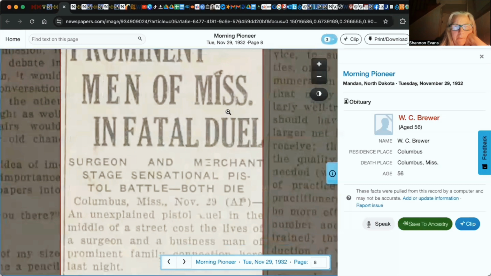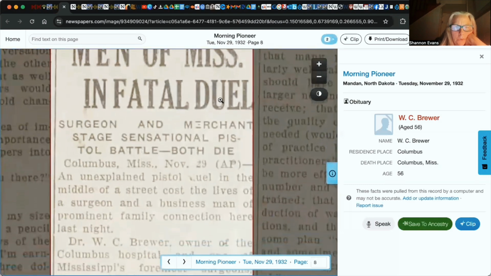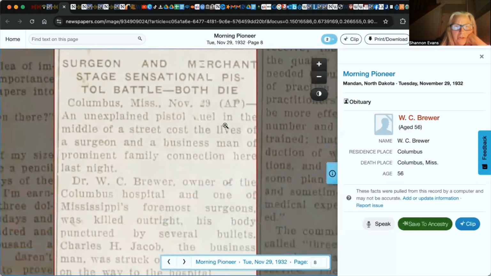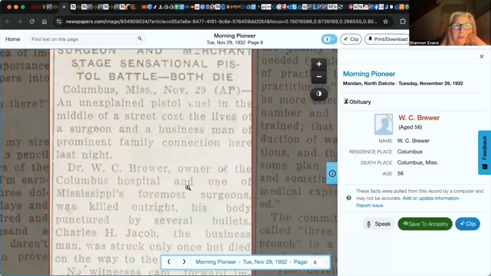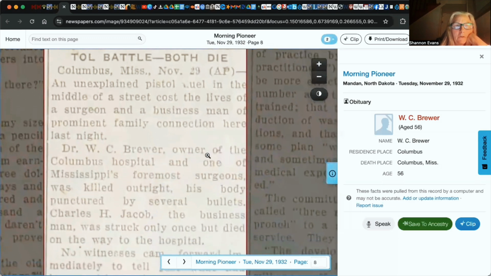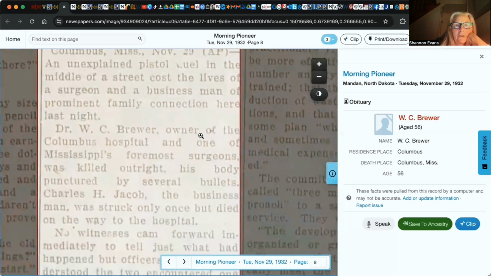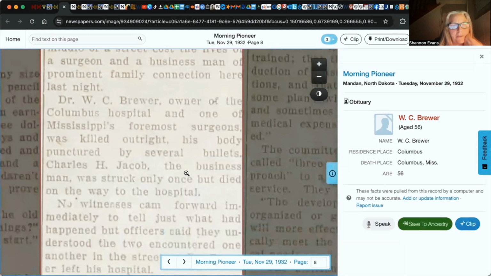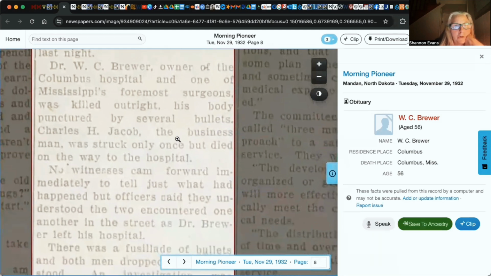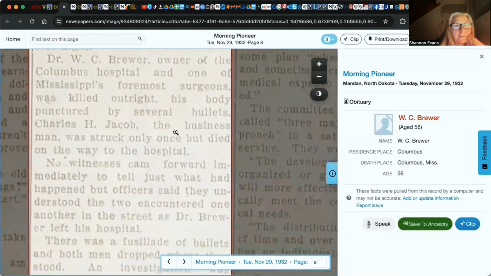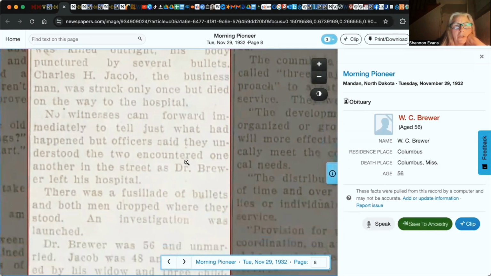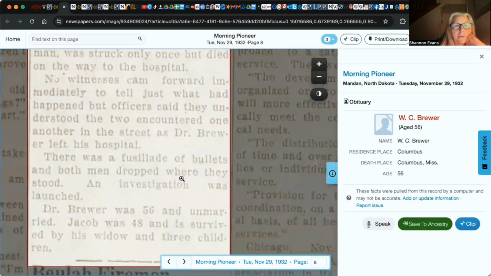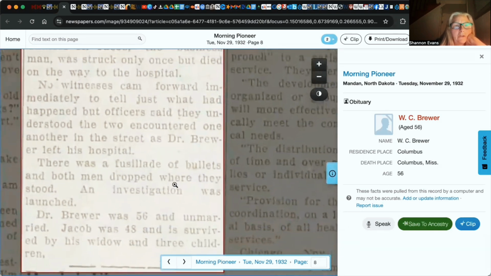Prominent men of Mississippi in fatal duel. Surgeon and merchant stage sensational pistol battle and both die. An unexplained pistol duel in the middle of the street cost the lives of a surgeon and a businessman of a prominent family. W.C. Brewer, owner of the hospital, Mississippi's foremost surgeon, was killed outright, his body punctured by several bullets. Charles H. Jacob, the businessman, was struck only once but died on the way to the hospital. No witnesses came forward to tell just what had happened.